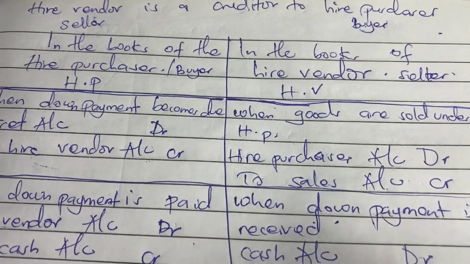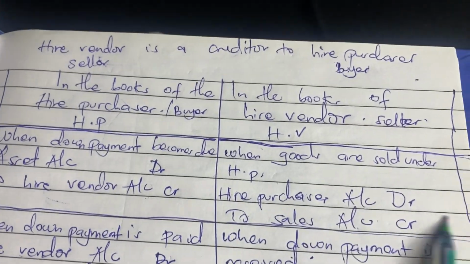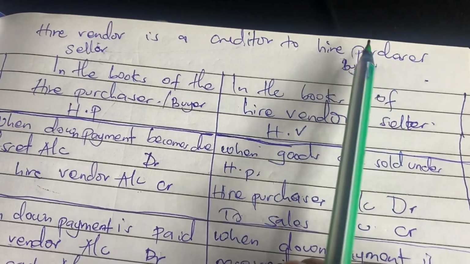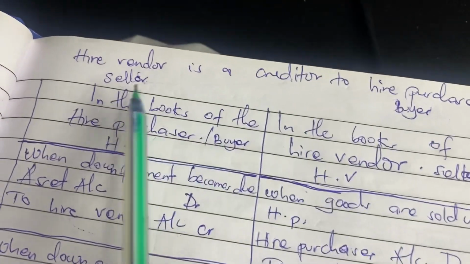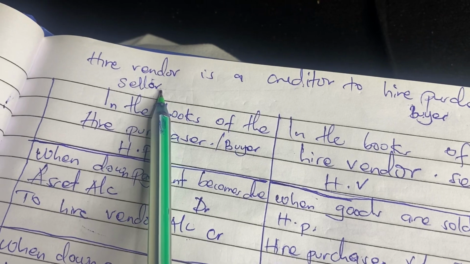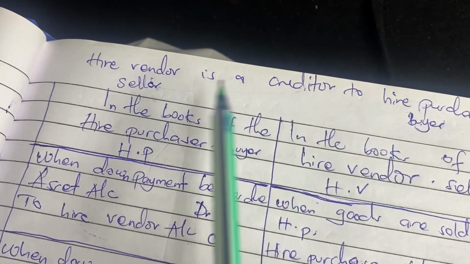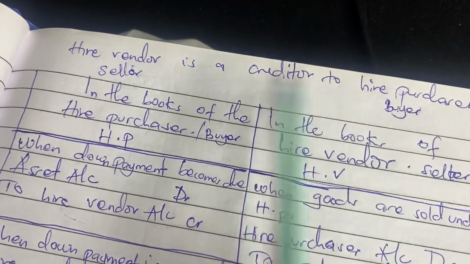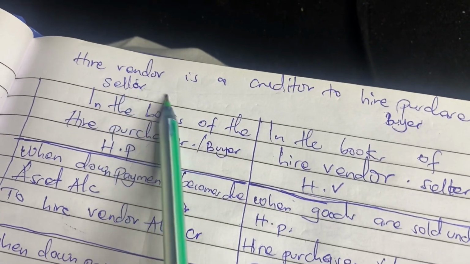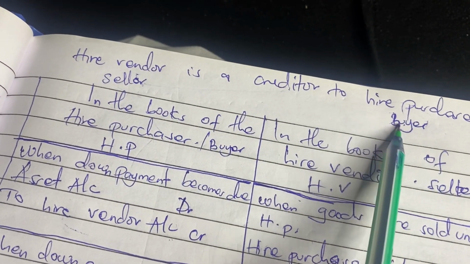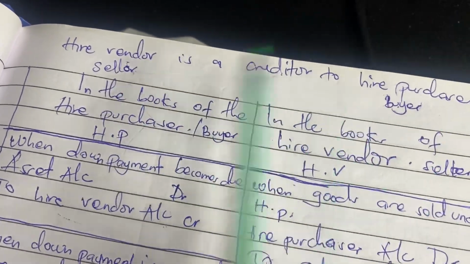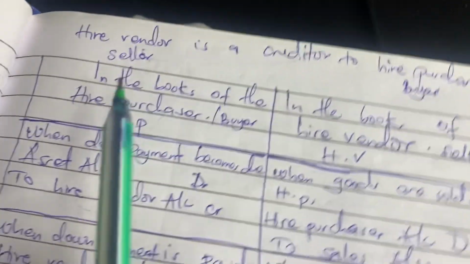Let's look at the accounting entries when it comes to hire purchase. The hire vendor is a creditor to the hire purchaser. The hire purchaser is the buyer. The hire vendor is the seller. So the seller demands the buyer to pay. So the seller is a creditor to the buyer and the buyer is a debtor to the seller. So they have a debtor-creditor relationship.